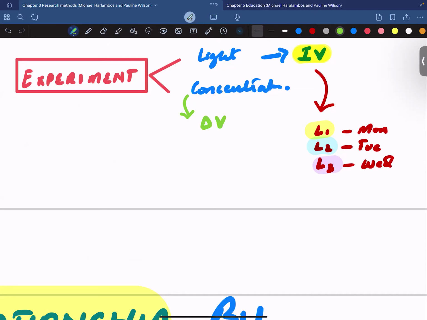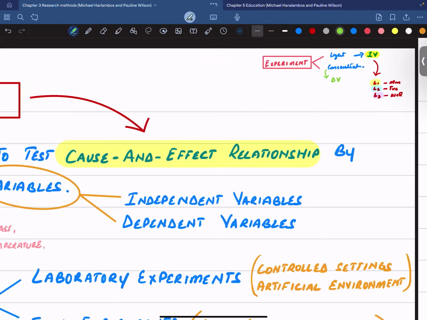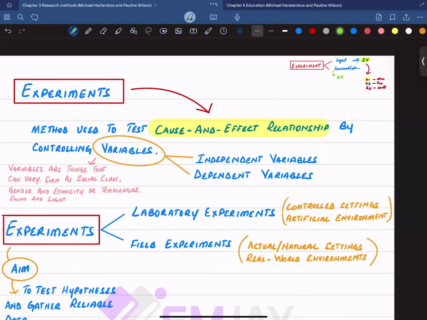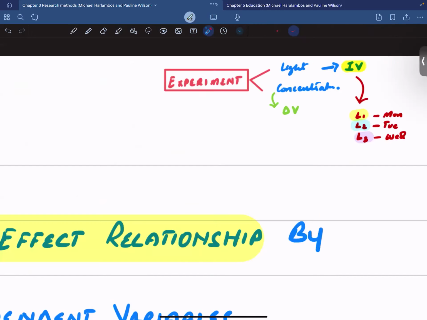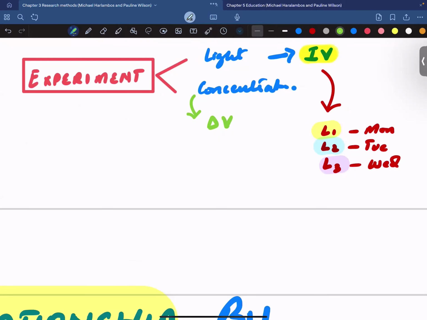So, getting back to the definition that we were discussing, an experiment is a method used to test the cause and effect relationship by controlling variables. Now, this would be referred to as the cause.